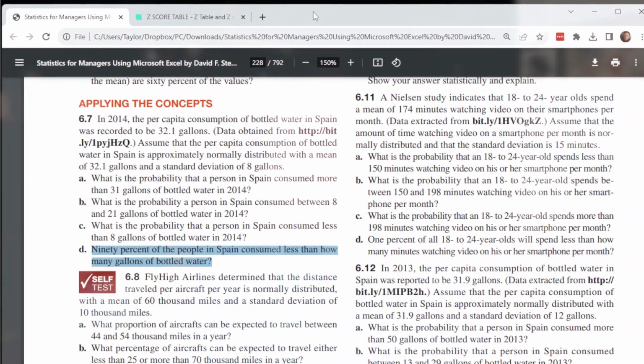This time taking a look at Fly High Airlines. So Fly High Airlines determines the distance traveled per aircraft per year is normally distributed, with a mean of 60,000 miles and a standard deviation of 10,000 miles. Let's go down here to look at C. How many miles will be traveled by at least 70% of the aircrafts? Okay. So we want to find where the cutoff is for 70% of the aircrafts.